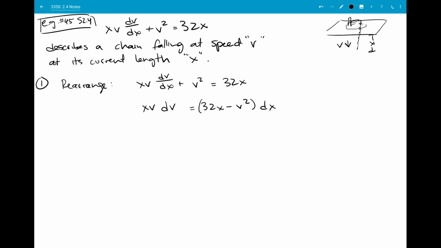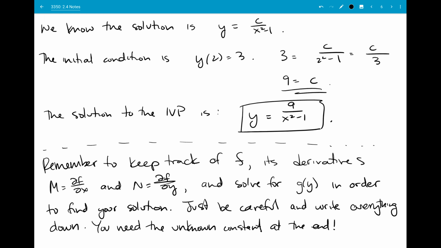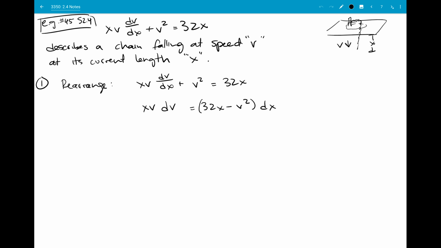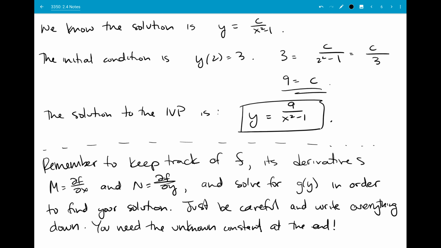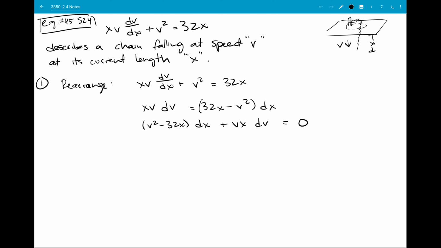I moved my v squared over. I also moved my dx over. Actually I think we're used to having that. Let's see, we usually make sure to have dx up front, the thing that goes on bottom. So we'll just go ahead and move that over. So we'll say v squared minus 32x dx plus xv dv is equal to 0. Now I've gone ahead and I've taken this differential equation I was given and I wrote it in this form. M times dx plus N times dy is equal to 0.